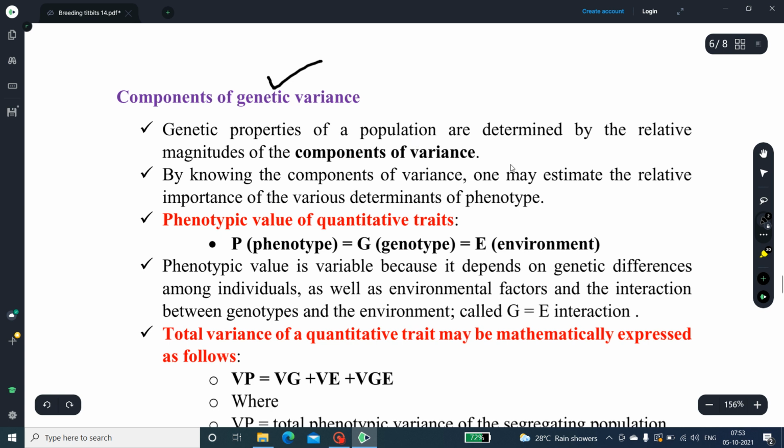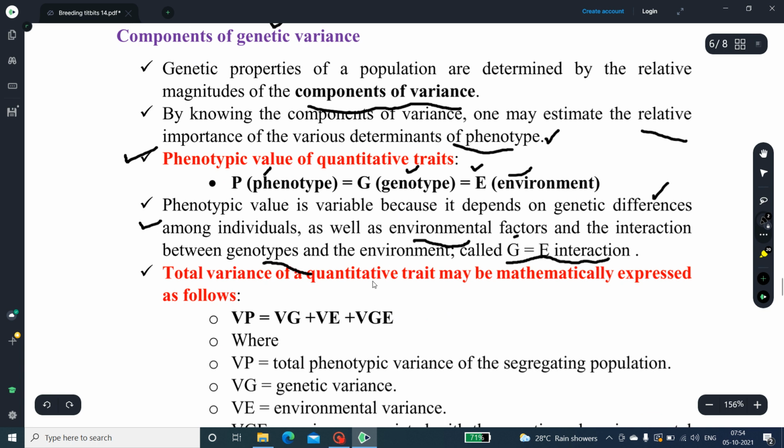Genetic properties of a population are determined by the relative magnitudes of the component variances. By knowing the component variances, one may estimate the relative importance of the various determinants of the phenotype. So, the phenotypic value of quantitative traits: the phenotype P is equivalent to the genotype G as well as the environment E. Phenotypic value is variable because it depends on genetic differences among individuals as well as environmental factors and their interaction between the genotype and environment, which is called GE interaction.